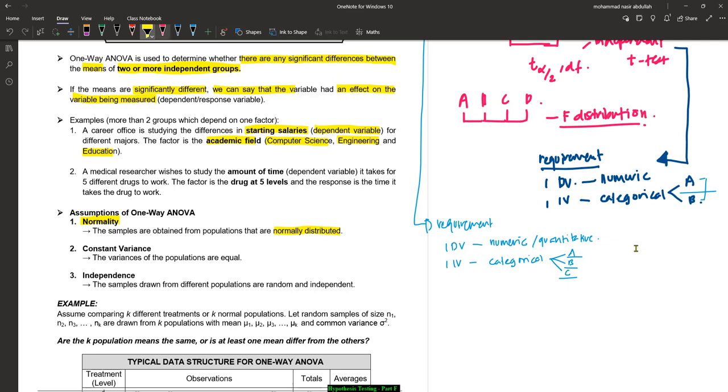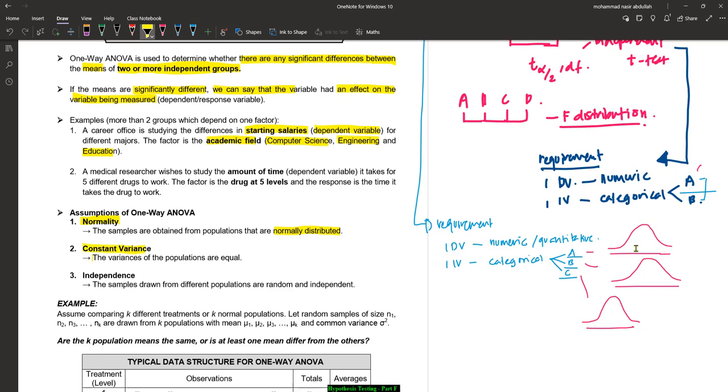Means that group A should show a normal distribution, normally distributed. Group B also should be normally distributed. Group C also normally distributed. Same goes to independent sample t-test lah, sama juga. Dia mesti group A mesti normally distributed, group B also normally distributed. Right? So for second assumption is we should check for constant variance lah.